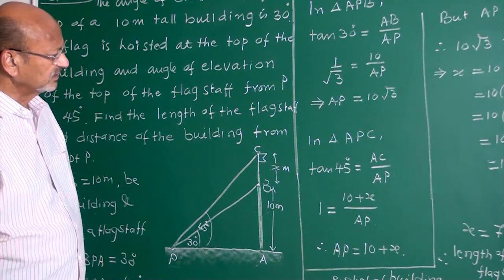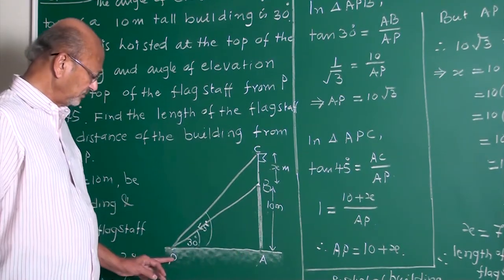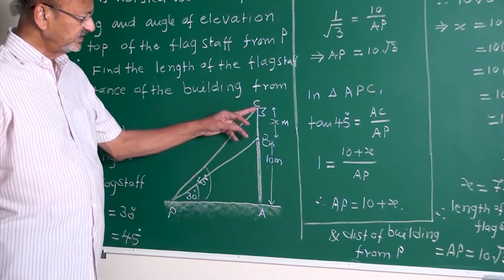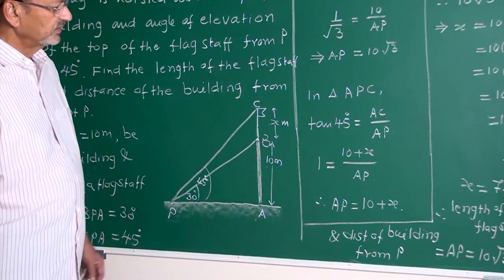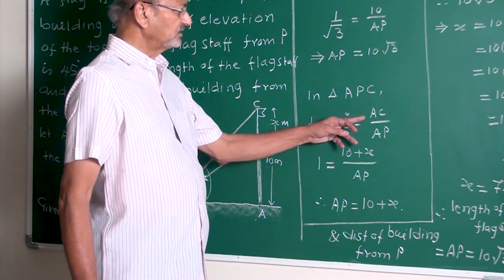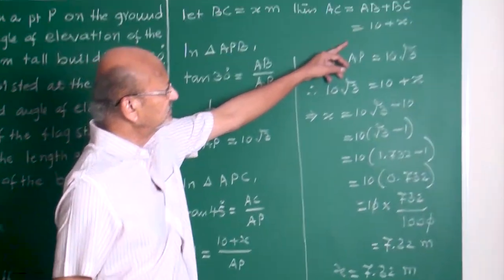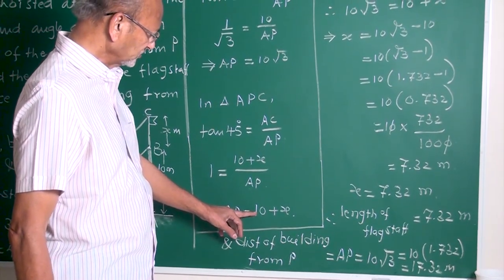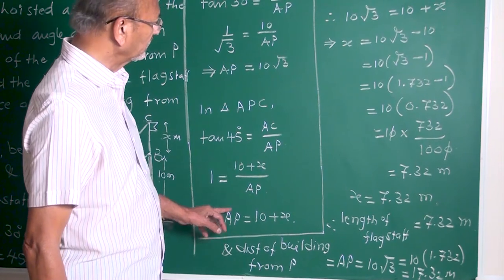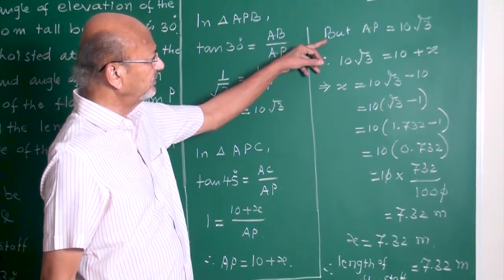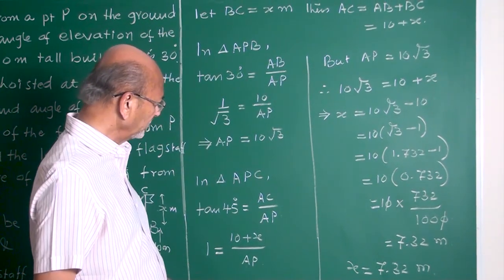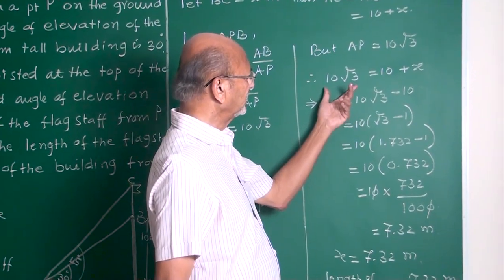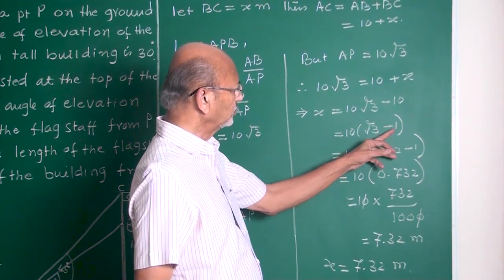Next, my friends, another triangle. In triangle APC, we have tan 45. Tan 45 is opposite side AC upon adjacent side AP, and tan 45 is 1. The value of AC is 10 plus X, so 1 equals 10 plus X upon AP. Cross multiplying, AP equal to 10 plus X. But AP is 10 into root 3. Substituting the value of AP, 10 root 3 equals 10 plus X. So X is 10 root 3 minus 10, which is 10 times root 3 minus 1.